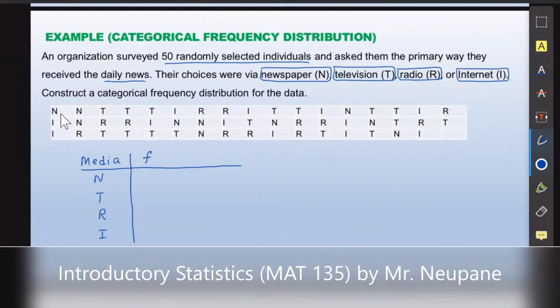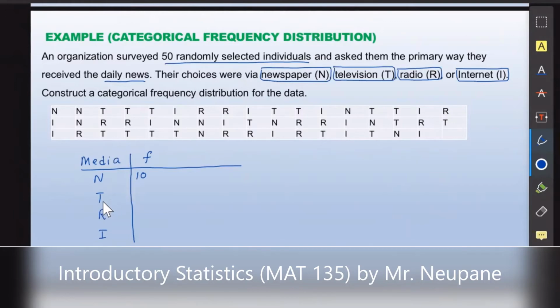I hope you can see that. Can you see the mouse moving? I just need yes or no. Yes. Okay, great. Now let's count how many N are there. Here I have 1, 2, 3. Please follow along with me. Just look at it. 3, then here is 4, 5, 6, 7, 8, 9, 10. We have 10 N, right? So 10 people use newspaper for daily news.